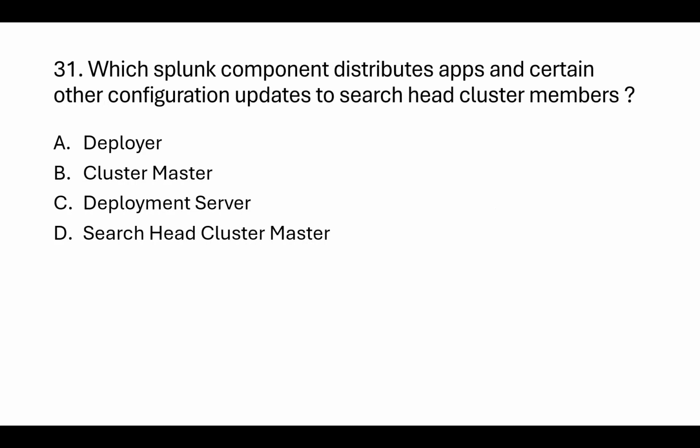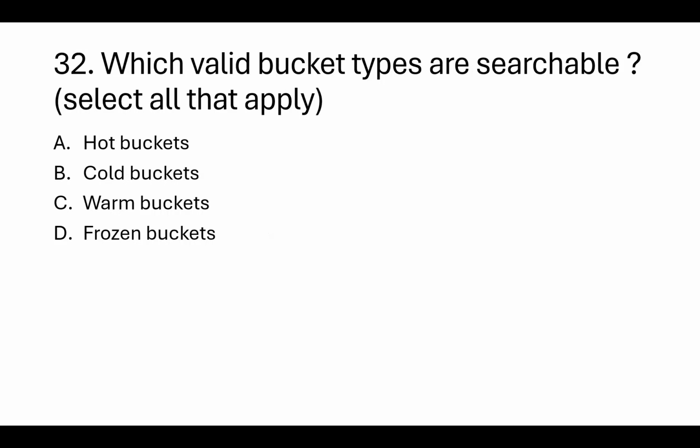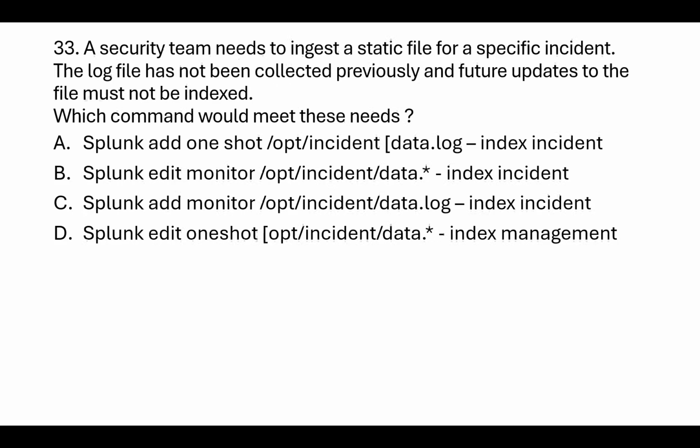Question number 31, which Splunk component distributes apps and certain other configuration updates to search head cluster members? Option A, deployer, option B, cluster master, option C, deployment server, option D, search head cluster master, and the answer is deployer. Question number 32, which valid bucket types are searchable? Select all that apply. Option A, hot buckets, option B, cold buckets, option C, warm buckets, option D, frozen buckets, and the answer is A, B, and C.